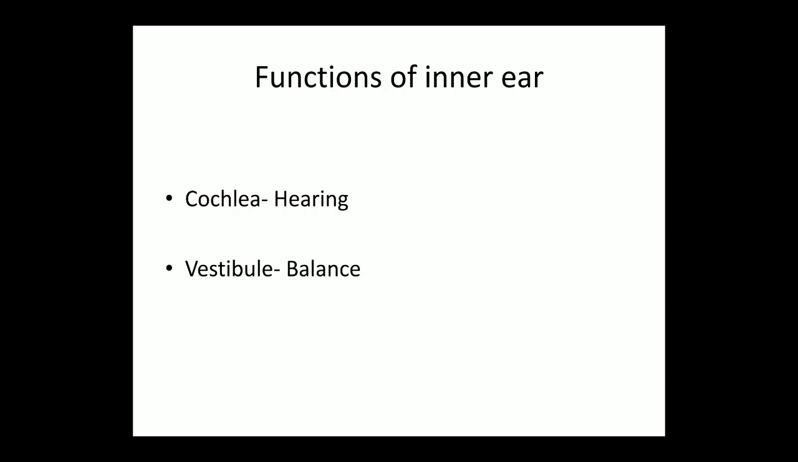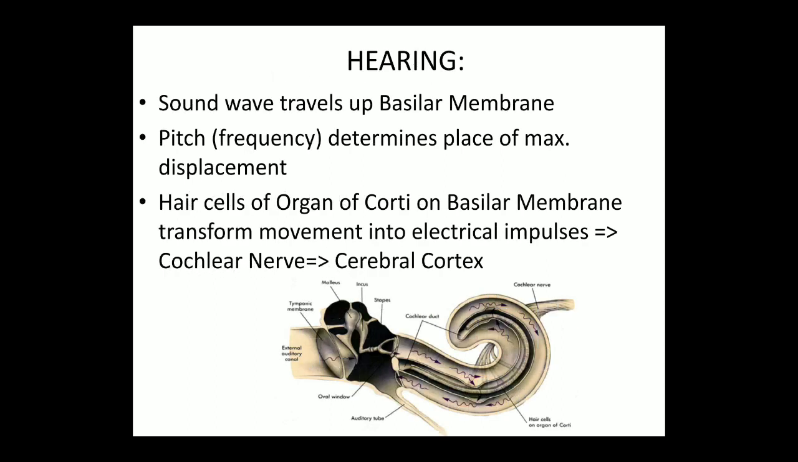Now, as far as the function of the inner ear is concerned, the cochlea carries out the function of hearing, whereas the vestibule carries out the function of balance. Hearing is a function of the cochlea. The sound wave travels up the basilar membrane. The pitch, that means the frequency, determines the place of maximum displacement. The hair cells of the organ of Corti on the basilar membrane transform movement into electrical impulses, which are directed towards the cochlear nerve, which reaches the cerebral cortex where it is recognized.